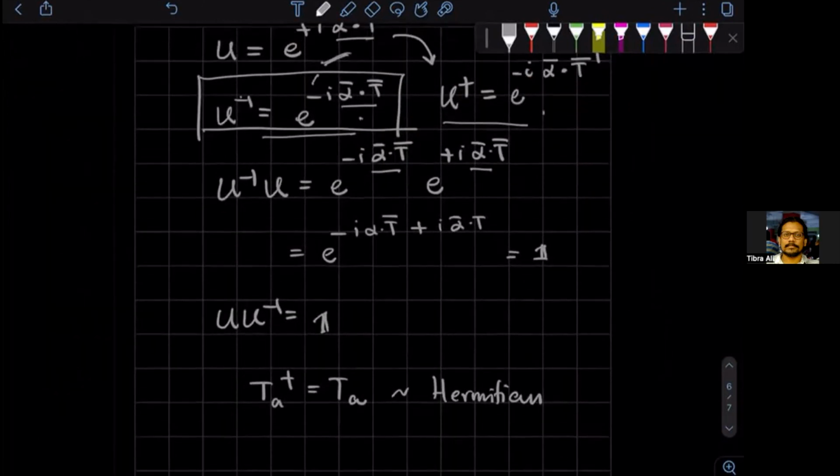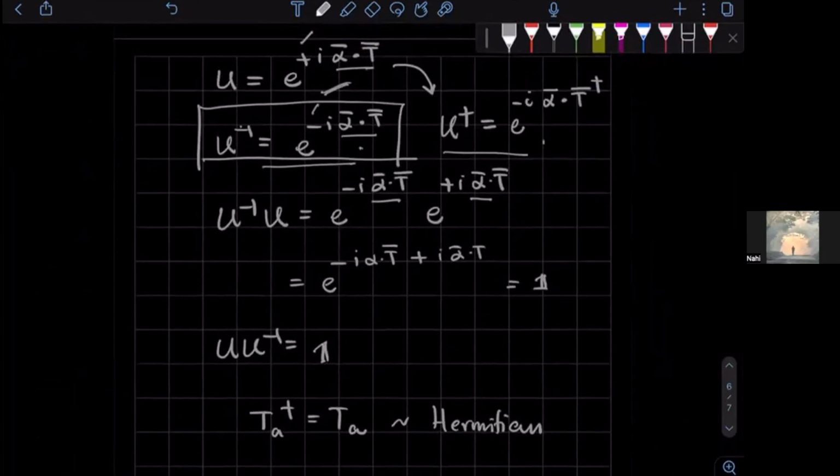Sir, can any element of SU2 be necessarily represented as this imaginary exponential of a Hermitian matrix? Yes, because SU2 is a connected group. It doesn't have those reflections and stuff like that. Okay. Yes, sir.